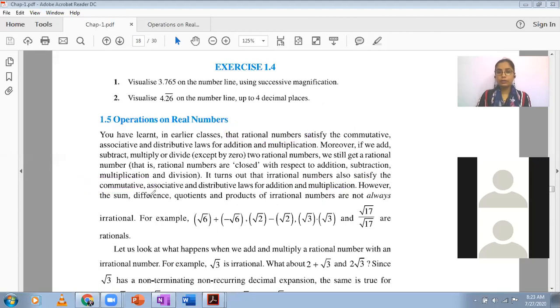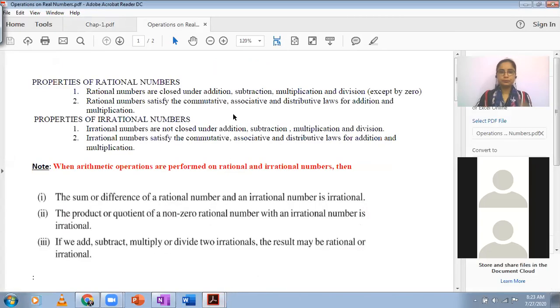And further, they have written that if you consider the sum, difference, quotient and products of irrationals, they are not always irrational. So what does this mean? If we are adding or subtracting two irrationals, or we are multiplying two irrational numbers, or we are trying to divide two irrational numbers. Quotient here means division, product means multiplication. So if we are trying to perform arithmetic operations on irrationals, then the answer may or may not be irrational. This means irrational numbers are not closed under the four arithmetic operations. So this is what we have, and this is what I've actually written in the PDF that I've sent you. You can just note that down in your notebooks.